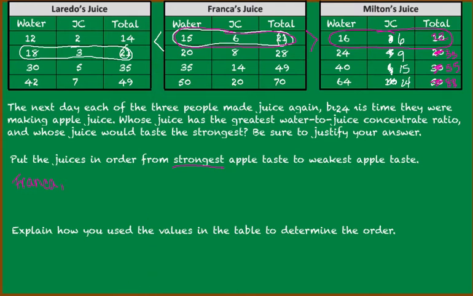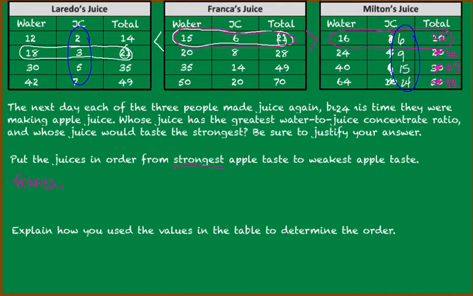Now I need to compare Lorado and Milton. So if I look at Lorado and Milton, I don't have values that are the same in either table. What I can look at though is the overall amounts of juice concentrate that Lorado uses and the overall amounts of juice concentrate that Milton uses. If you look at it, Lorado uses significantly less juice concentrate than Milton does.